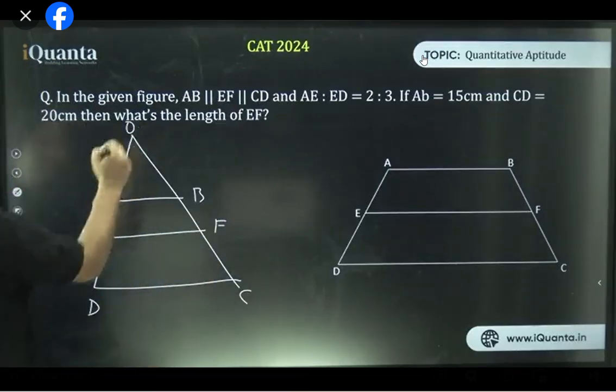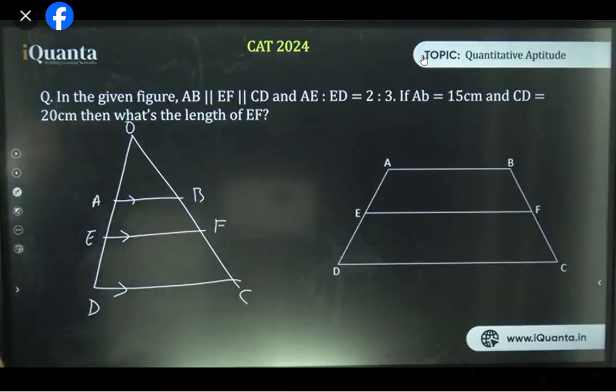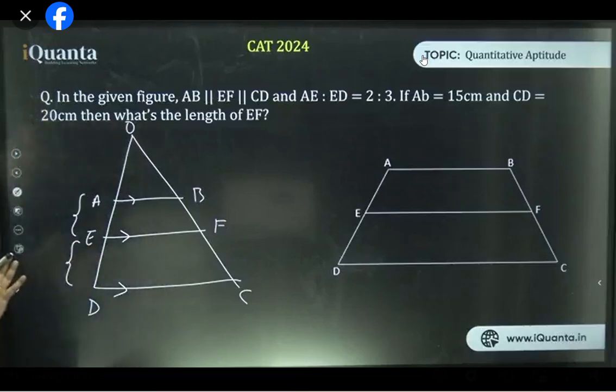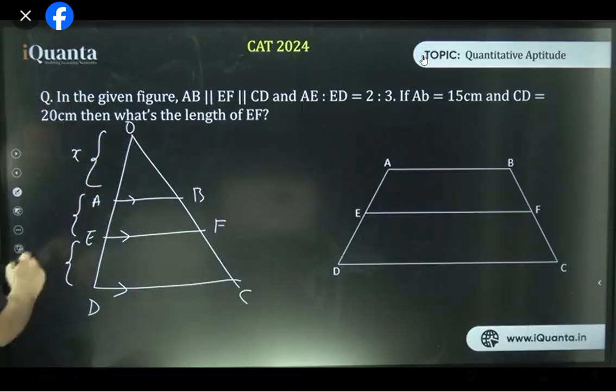Let this be O. This is parallel to this, parallel to this. It's given already. This much is clear. Clear to all. So, this thing upon this thing is 2 by 3. Let this thing be something, let's say this is x. This is 2 and this is 3. In terms of ratios, this is what we have with us.